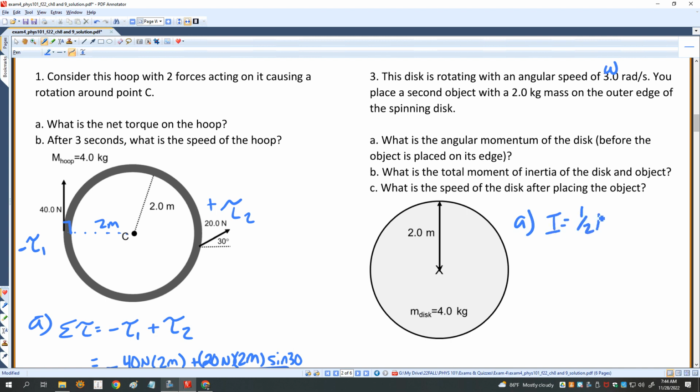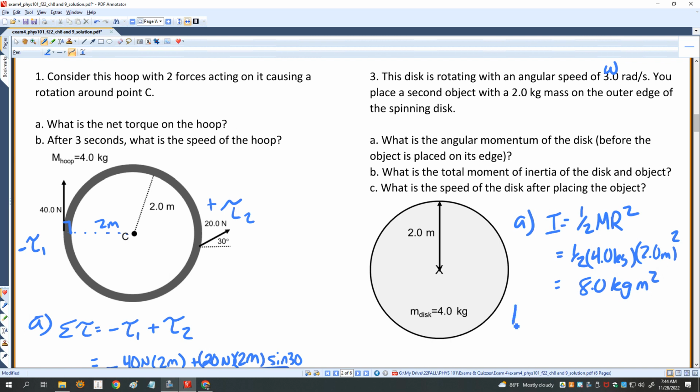For a cylinder, that's going to be 1/2 mr squared. That's 1/2 of 4 kilograms times 2 meters squared. That's 2 times 4, that's 8.0. Yeah, 8.0 kilogram meters squared. That's the moment of inertia.